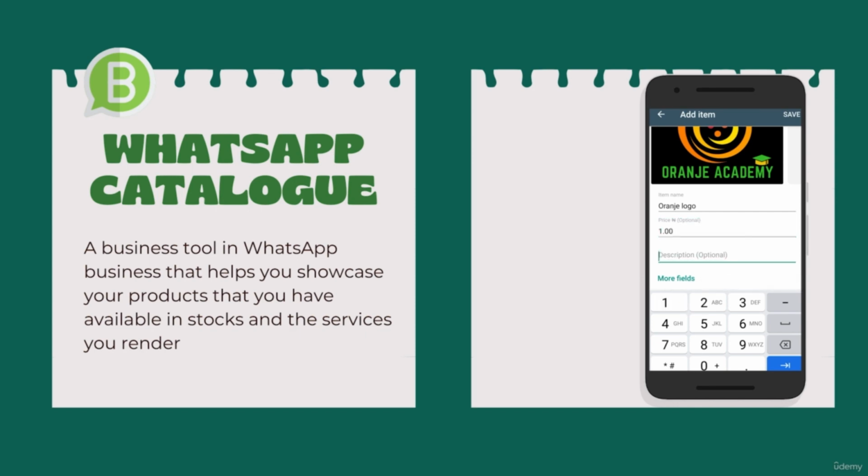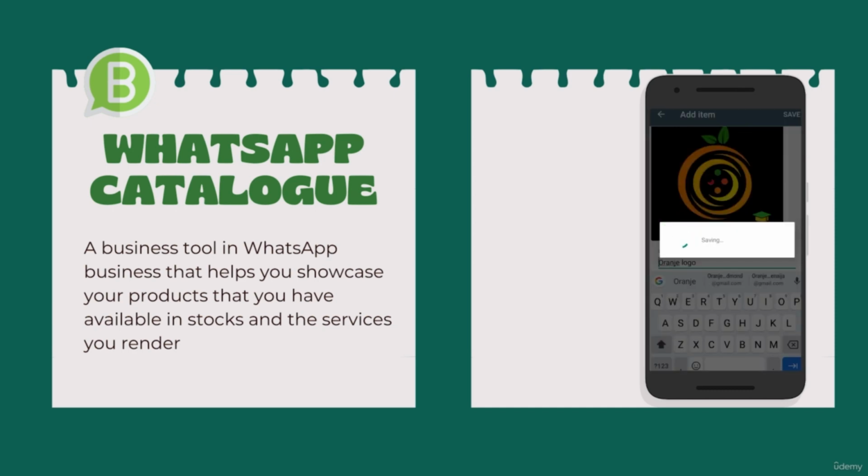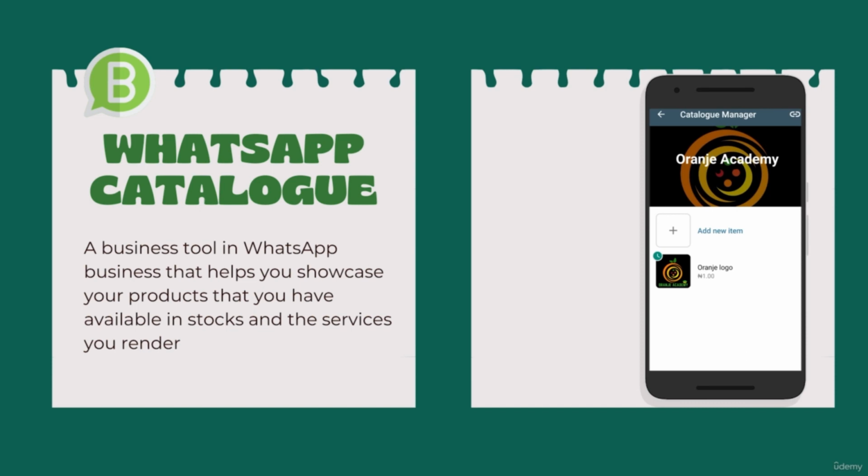One. Description, you can write the description of the product that you have in stock. You can write the description of the service that you render. Then I click on save, and it has been saved. It has been saved as an image on my catalog. So I can go ahead to add several graphics that I have done.